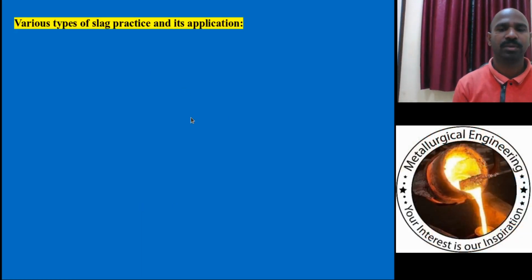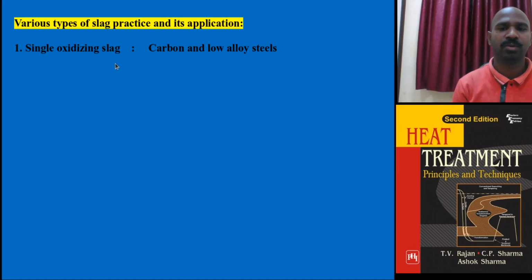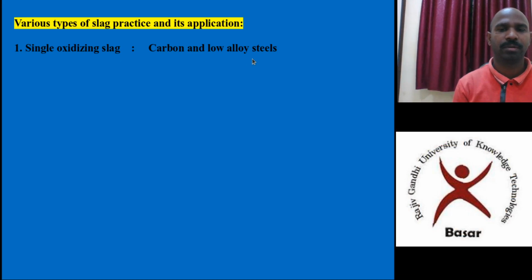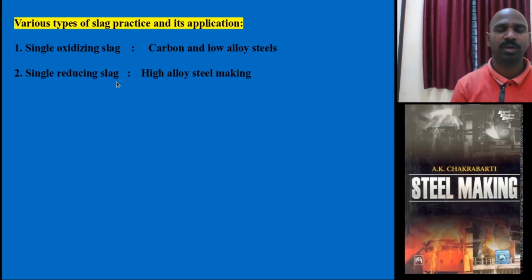There are various types of slag practice to produce different types of steels. Which type of slag practice? For example, if single oxidizing slag is practiced, plain carbon steels and low alloy steels are produced. To produce these, you prefer this slag route, and to produce alloy steels, you choose reducing slag mode, single reducing slag mode.